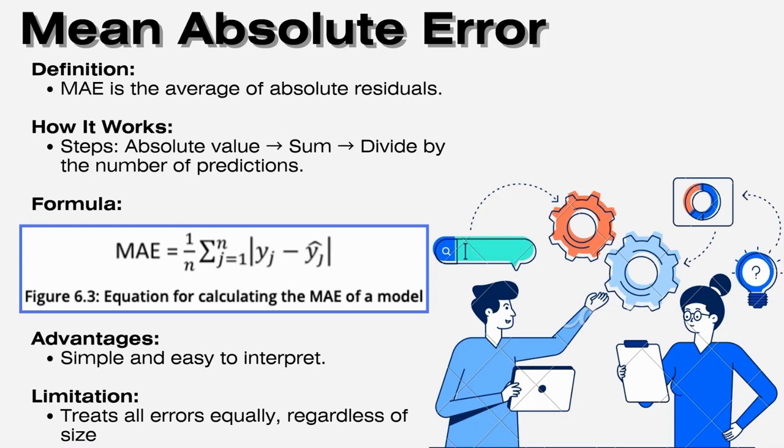MAE is intuitive and easy to understand. A smaller MAE means the model is making more accurate predictions on average. However, there is one limitation. MAE treats all errors equally, regardless of their size. In some cases, larger errors may have a more significant impact, which MAE doesn't account for. This is where the RMSE comes in, which we will discuss next.